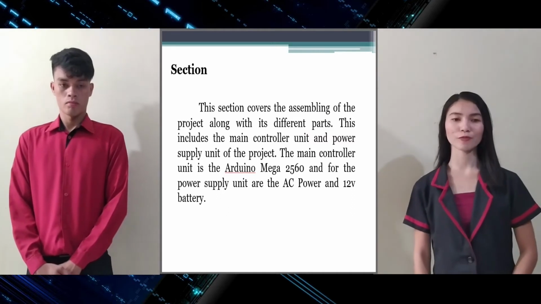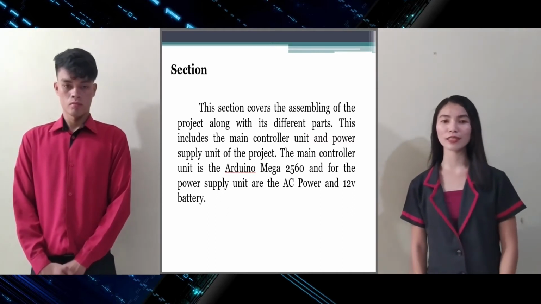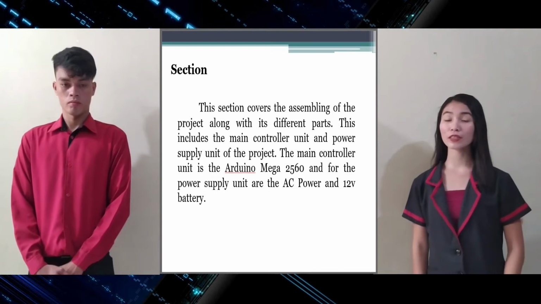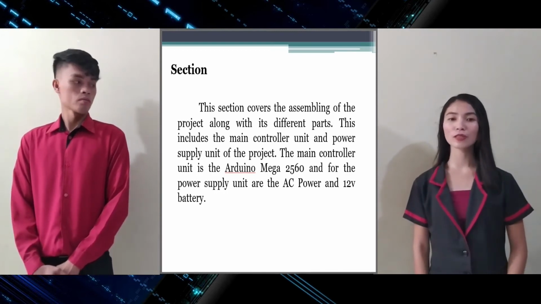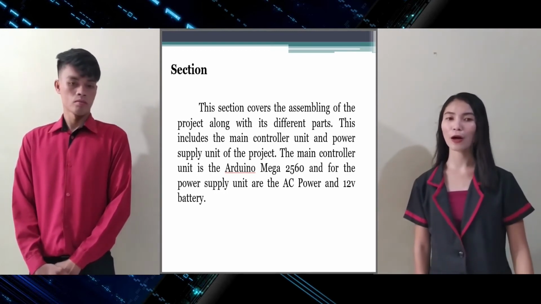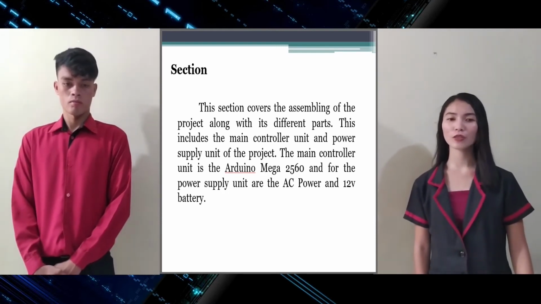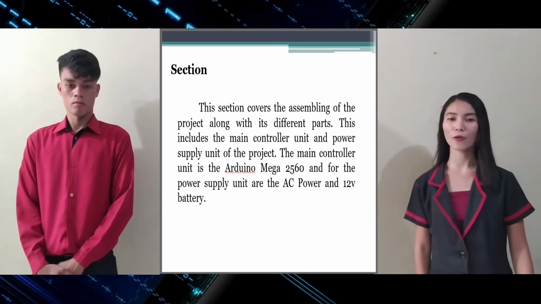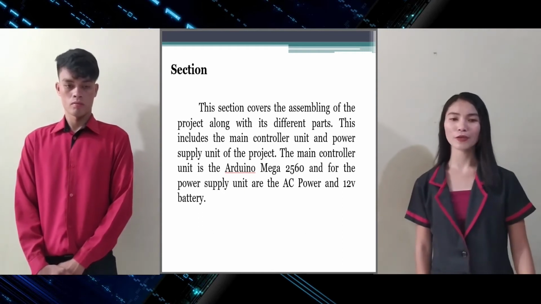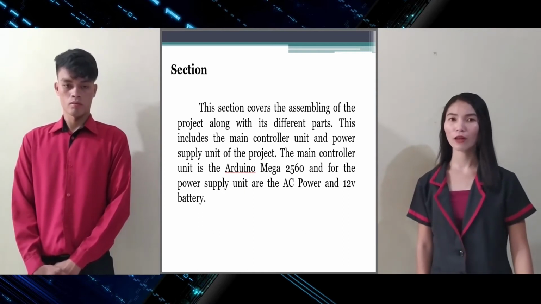Mechanical section. This section covers the assembling of the project along with its different parts. This includes the main controller unit and the power supply unit of the project. The main controller unit is the Arduino Mega 2560. And for the power supply unit are the AC power and 12 volts battery.